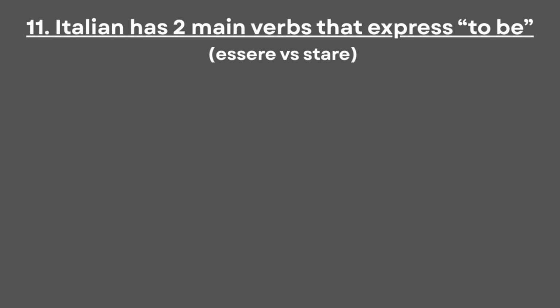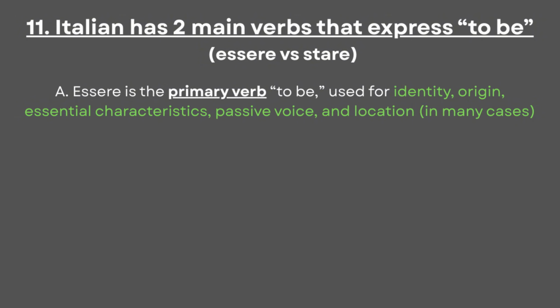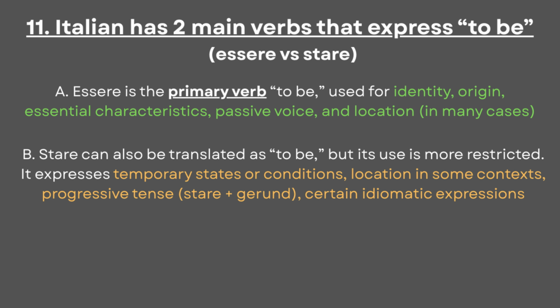Number 11. Italian has two main verbs that express to be, essere and stare. However, essere is the main verb for to be, which is used for identity, origin, essential characteristics, passive voice, and location in many cases. On the other hand, stare can be translated as to be, but it's far more restricted. It expresses temporary conditions, location in some contexts, the progressive tense, and certain idiomatic expressions.